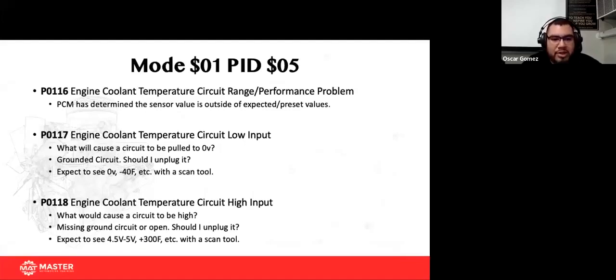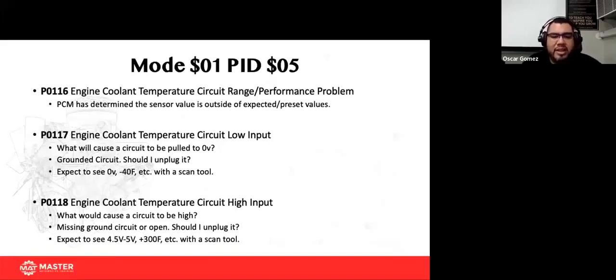Okay. So whenever you see anything circuit high, always ask yourself, is this missing a ground or is it open? Should I unplug it? Well, you shouldn't because it's already telling you it's open. So if you go and unplug it, you really can't see a difference. What you can do is you can put a jumper wire in that connector and see how it's affecting the reading on your scan tool. So if you have a circuit high input, expect to see 4.5 to 5 volts. If it's temperature, above 300 Fahrenheit, and you'll be able to see that on your scan tool.